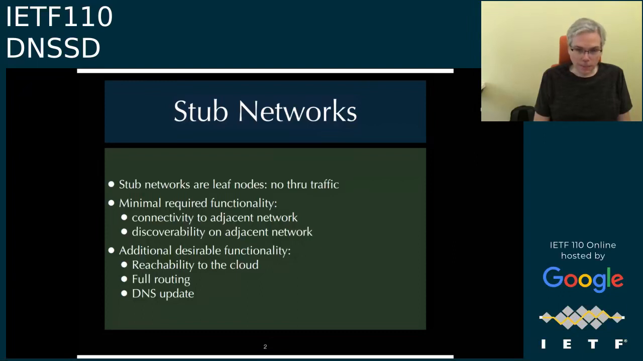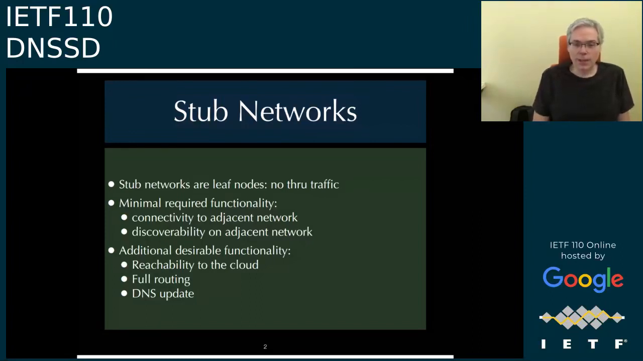Just to clarify what a stub network is, it's a leaf node. There's no through traffic. A stub network is not a transit network in any sense. It connects to an adjacent network, and there needs to be some way to get packets between the two networks, in both directions, obviously. It needs to be possible to discover devices on the stub network from the adjacent network, and ideally, from the stub network, discover devices on the adjacent network.